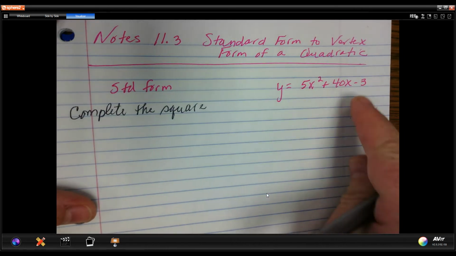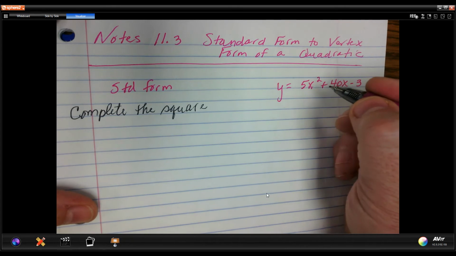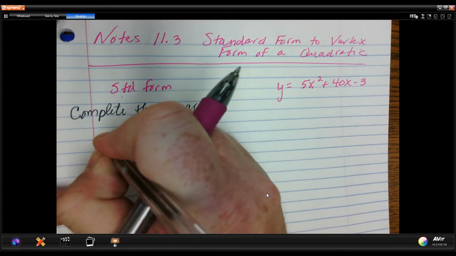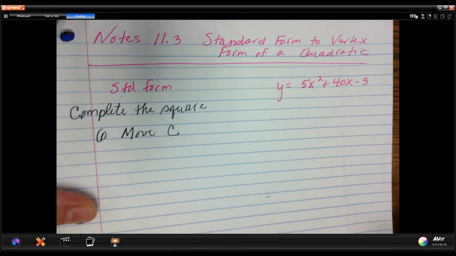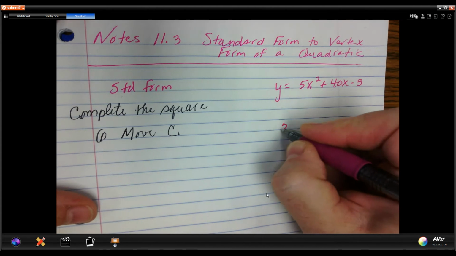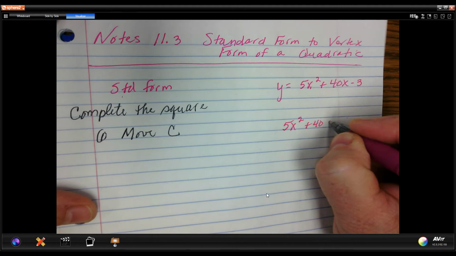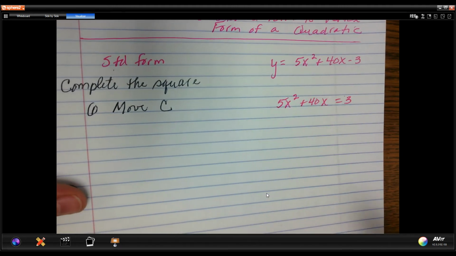The first thing we're going to do is move the c over. Pretend like that's equal to 0, because y equal to 0 is standard form. So I'm going to complete the square. The first step is move c. So we'll do 5x squared plus 40x equals 3. Okay, so that's step 1.